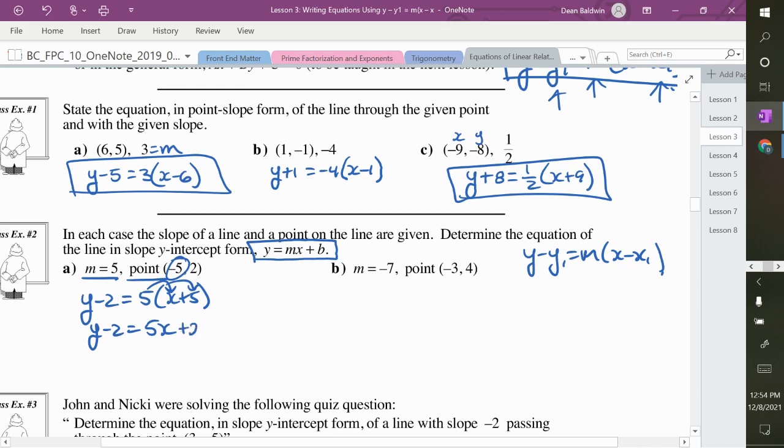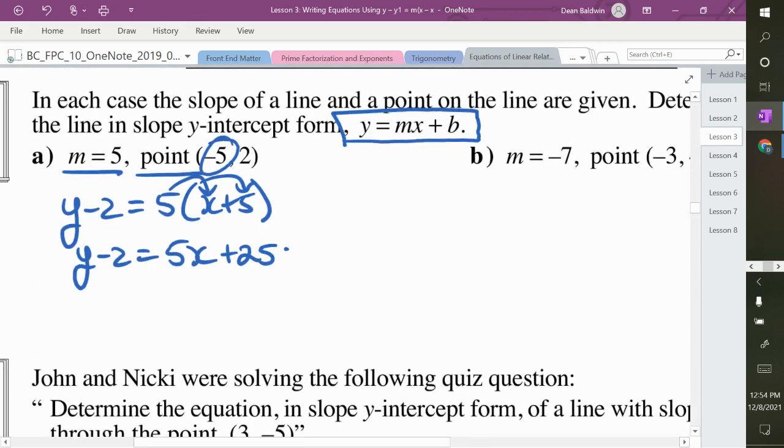So I get 5x plus 25. It's still not in the form y is equal to mx plus b. What do I need to do to make it look like that? Add the 2 to the other side. So I get 5x plus 27. Now it's in mx plus b form.